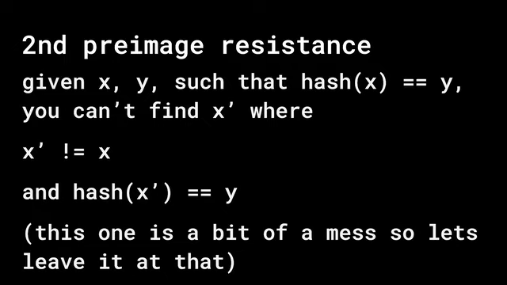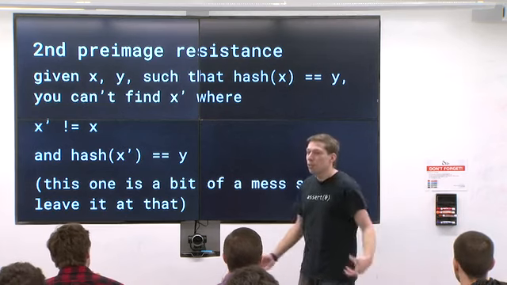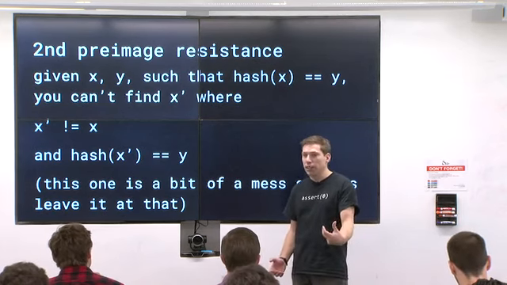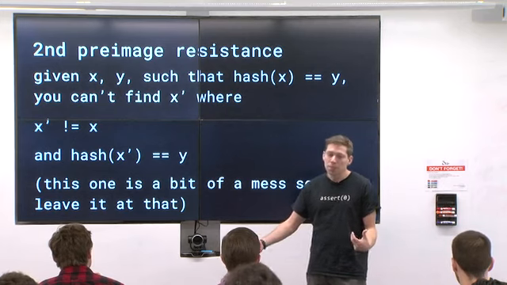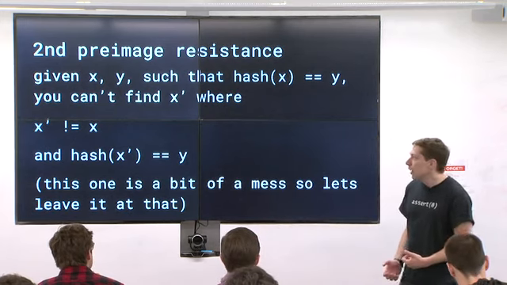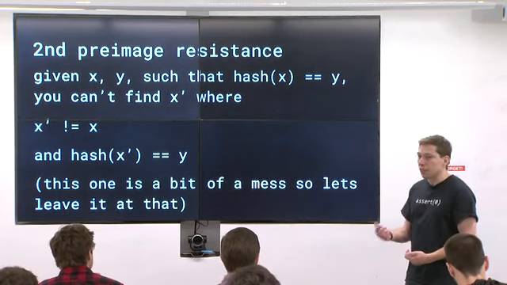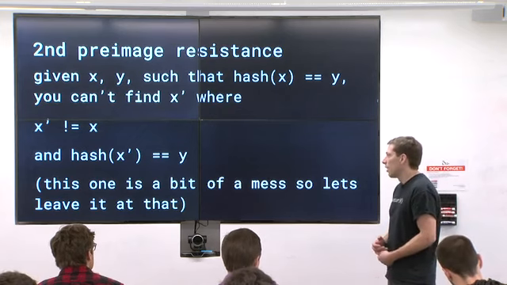Okay, second pre-image resistance. This one's a little trickier and can get messy. So I'll define it, but we won't go into it too much. The idea is given x and y, such that the hash of x is equal to y, you can't find x prime where x prime is not equal to x, and the hash of x prime is equal to y. So we're sort of giving you a pre-image. We're saying, hey, here's this number x, and here's this result y. I bet you can't find another x that leads to it.